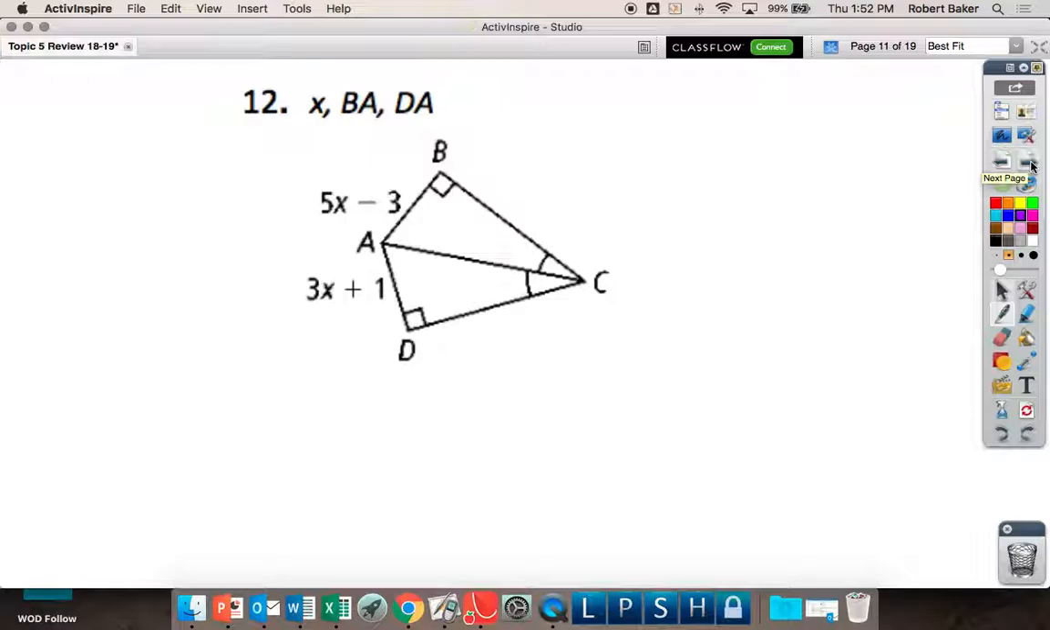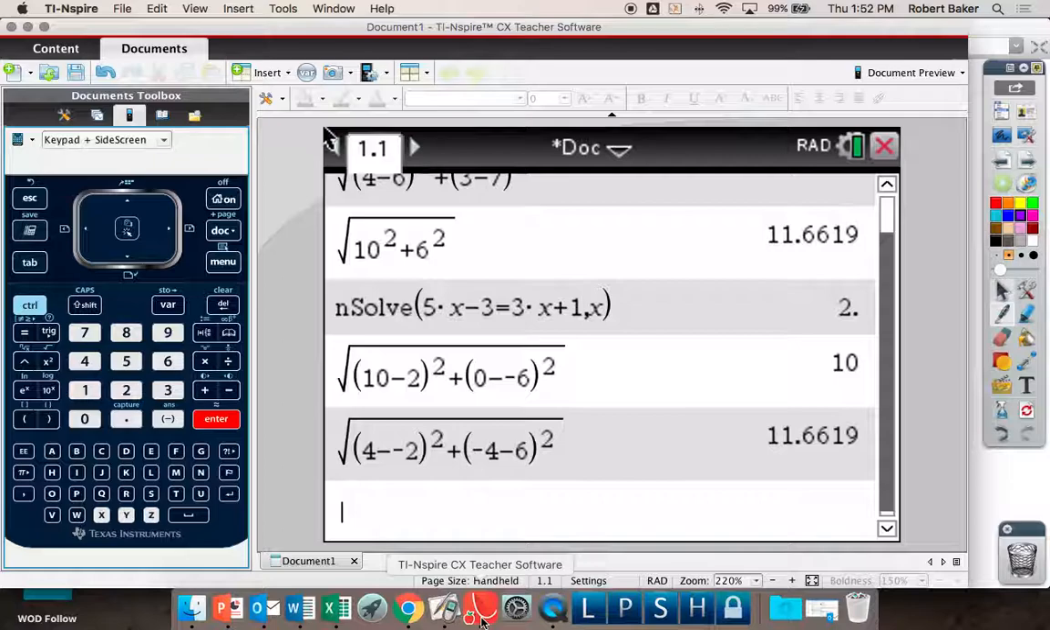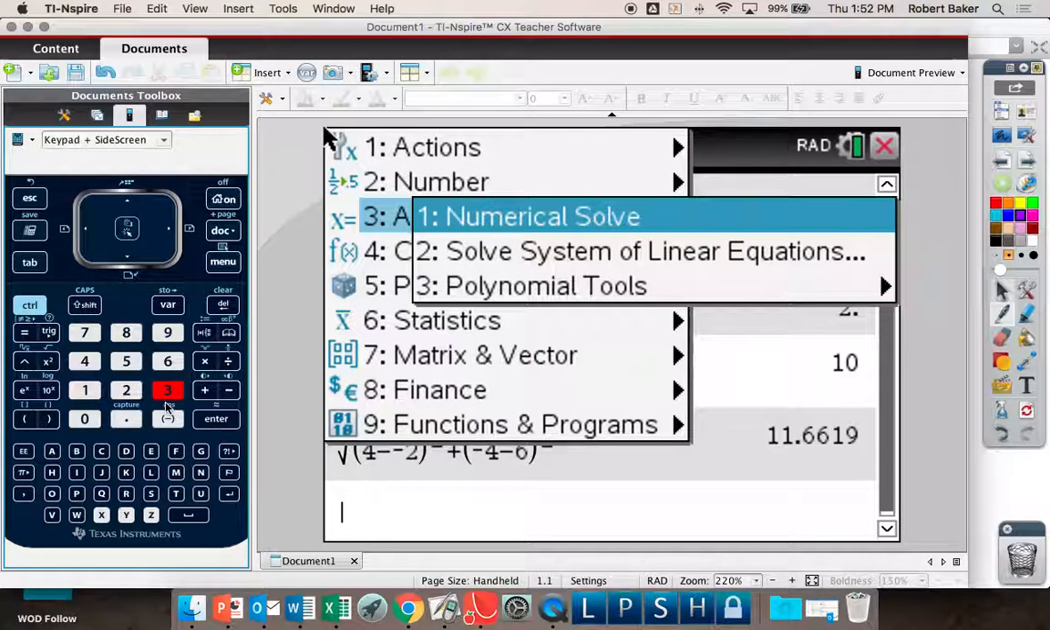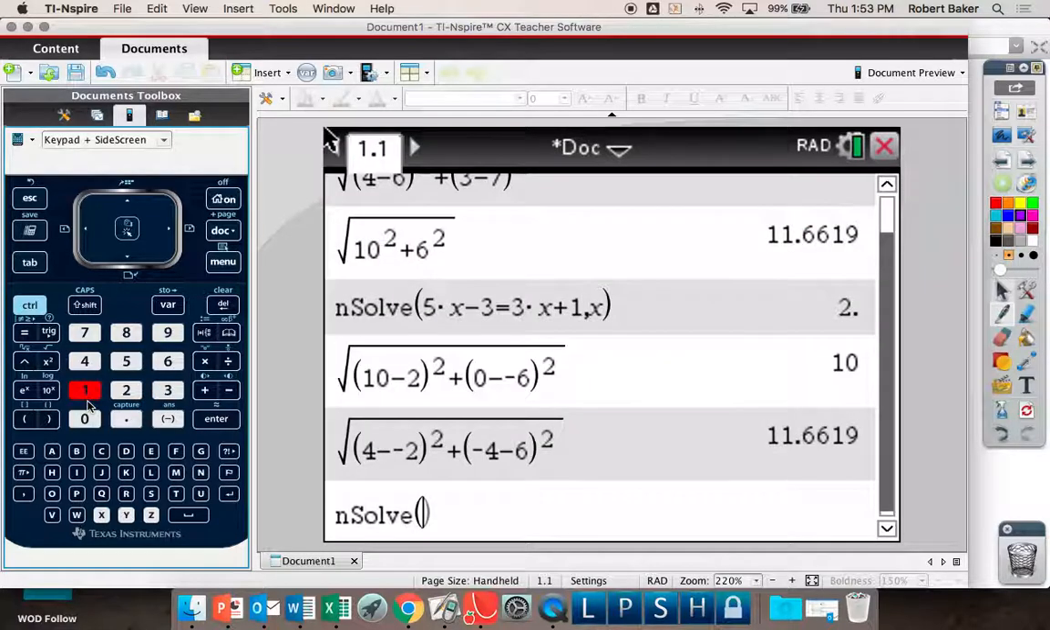When in doubt, equal it out. So I think those two things look the same. So I'm going to set them equal to each other. 5x minus 3 equals 3x plus 1. And I'm feeling a case of the lazies today. So I'm going to go to my calculator. Menu, Algebra. Solve it for me.